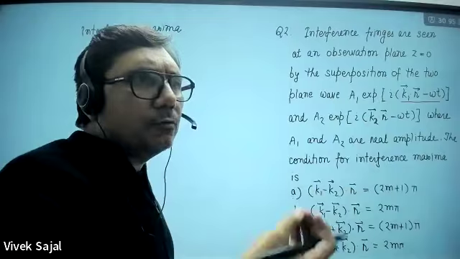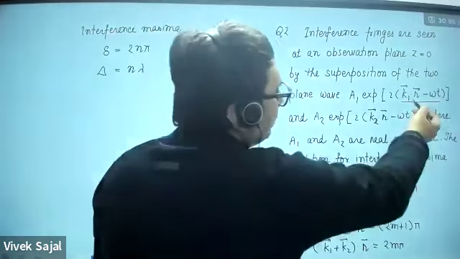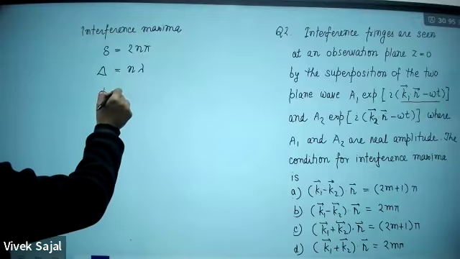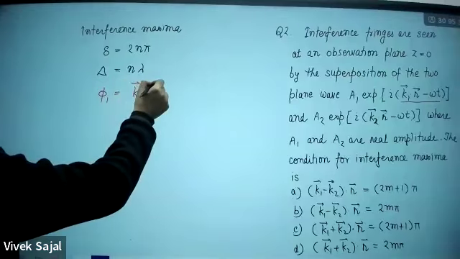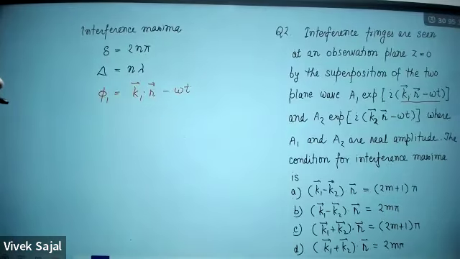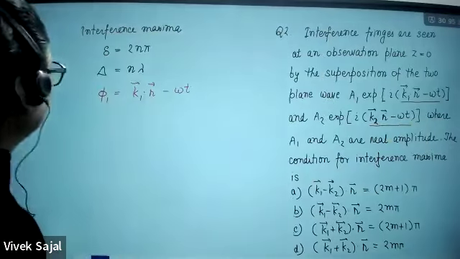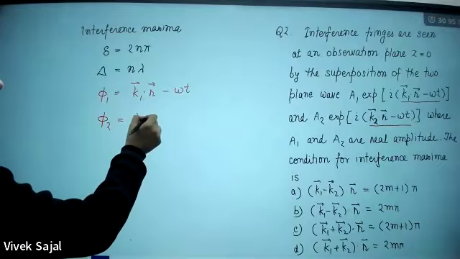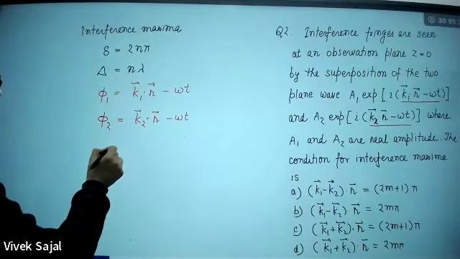The argument of the sine term, or the argument of this exponential term that is in multiplication with iota, is called the phase. So here the phase for the first wave, phi1, you can write as k1 dot r minus omega t. This is the phase for the first wave. For the second wave, this is phi 2, which will be k2 dot r minus omega t.